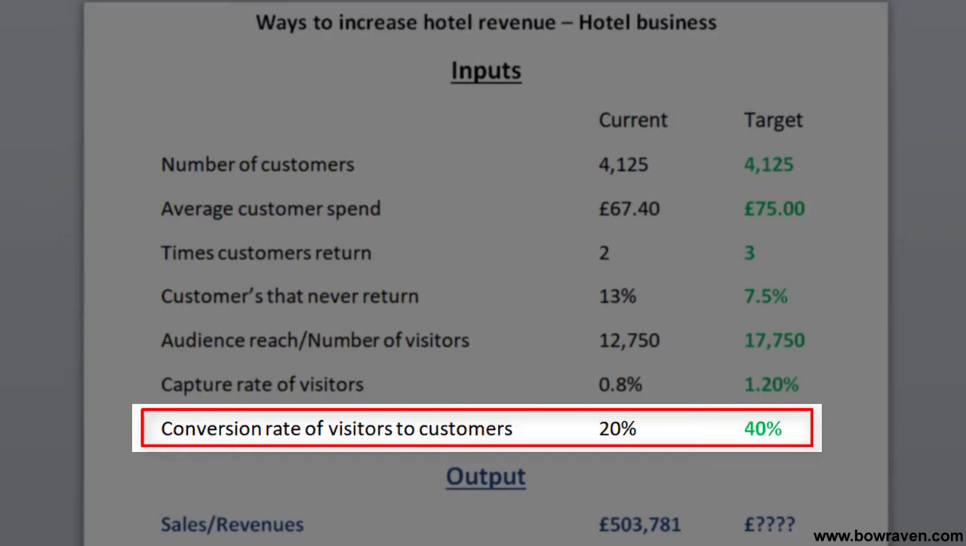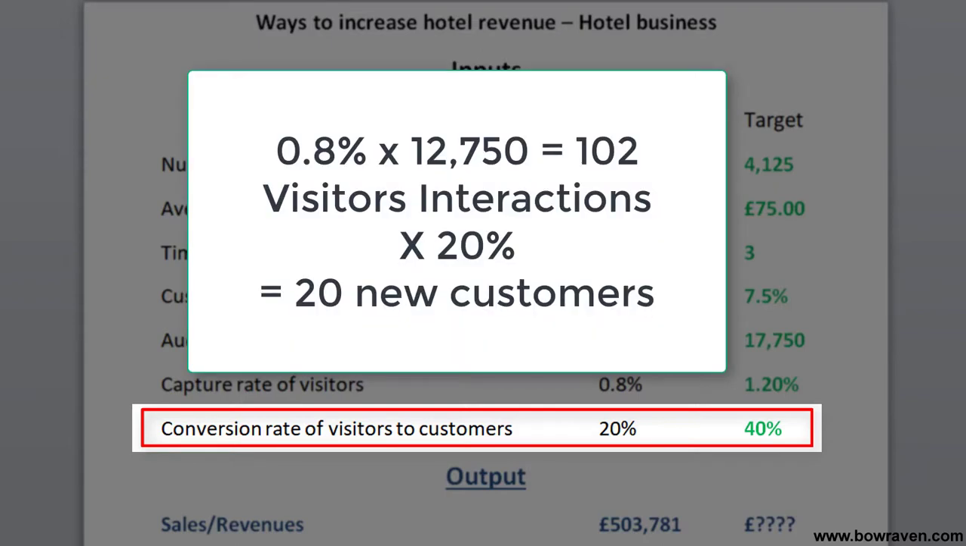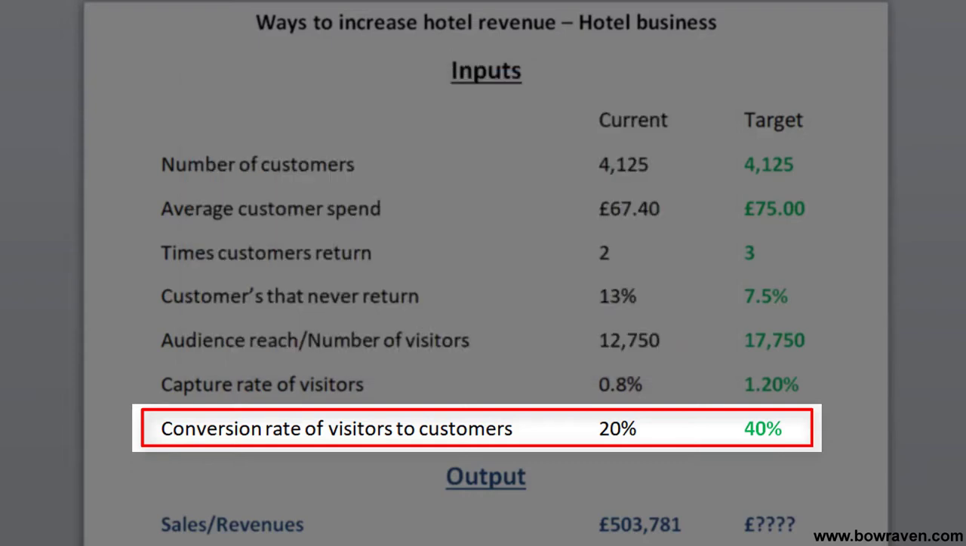The last number that we're going to look at, which again is a percentage of the inputs that have an effect on the revenues, is the conversion rate of those visitors. So what I'm talking about here is that the 0.8% of 12,750, which is roughly 102 people, of those, 20% become customers, or roughly 20 people. And again, there are ways that we can affect that, because what we're looking to do is to target 40%. So it's how we engage with those people and what we do behind the scenes and what offering we have that will affect that conversion rate.